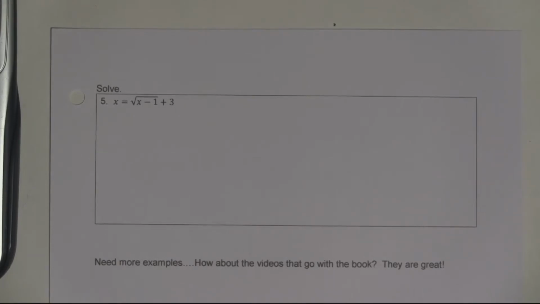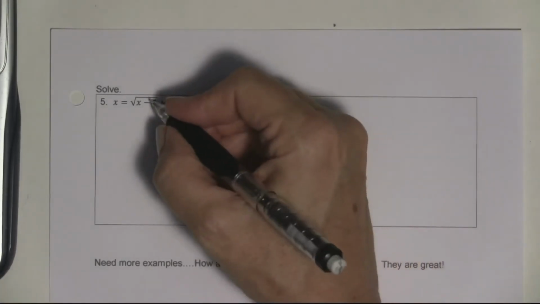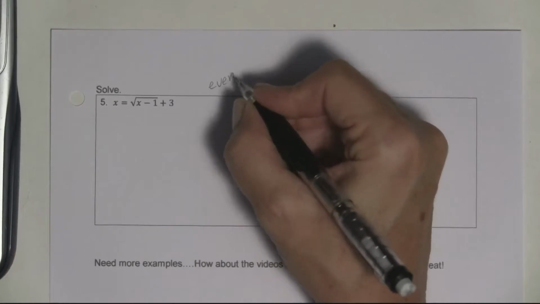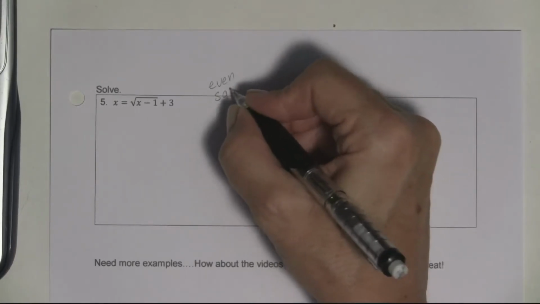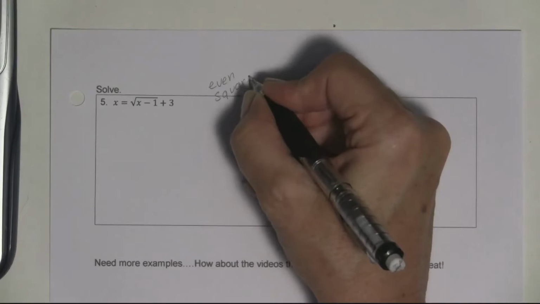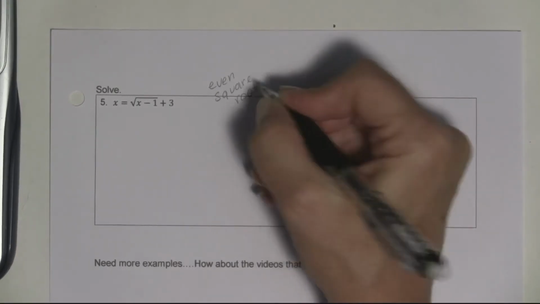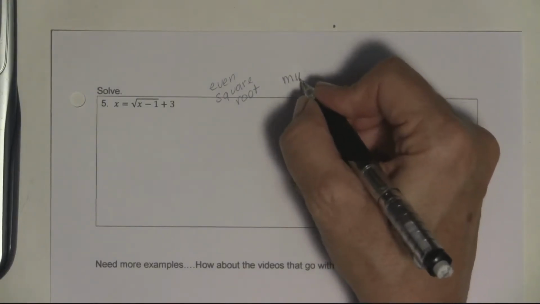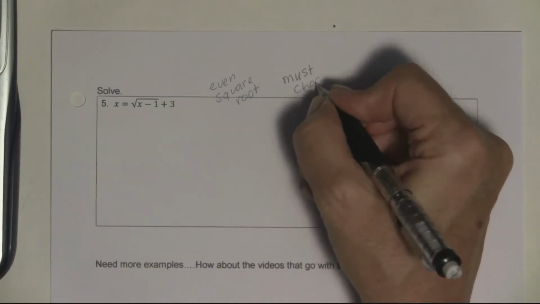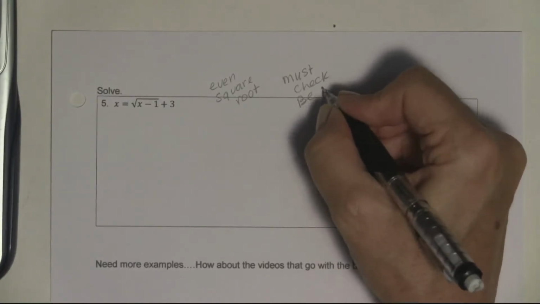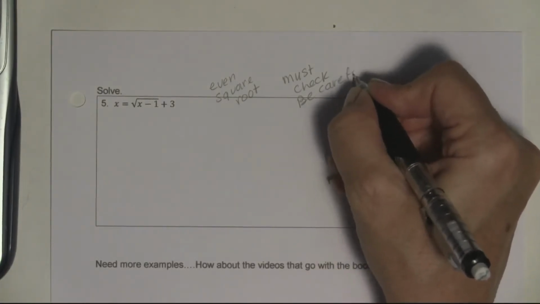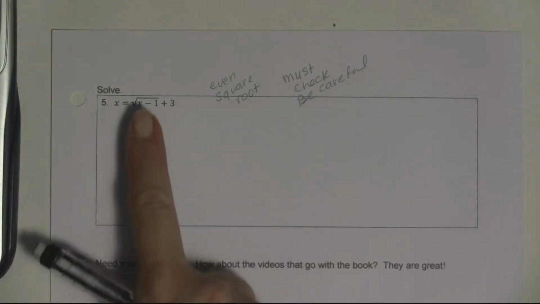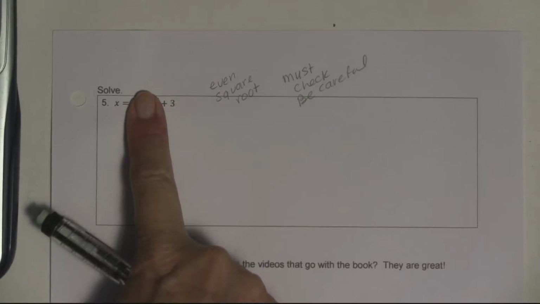Okay, so I'm noticing this, got a radical in it right here, and I'm like, oh, it's an even root. You can even call it a square root if you want. You could also call it an even or a square radical. But the thing that I'm telling myself is it's a must check. I'm also telling myself, be careful. Those are the things I say to myself, right? Be careful on these.